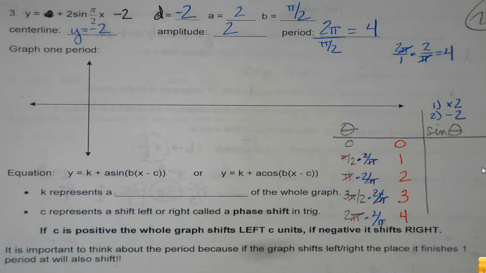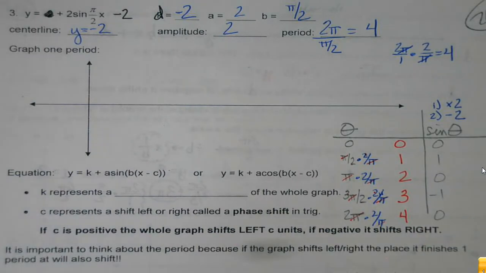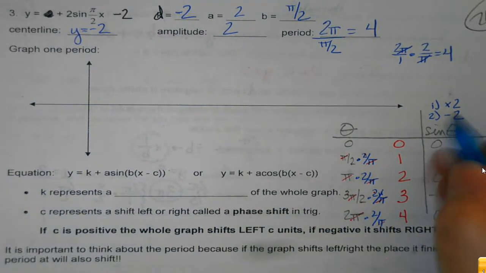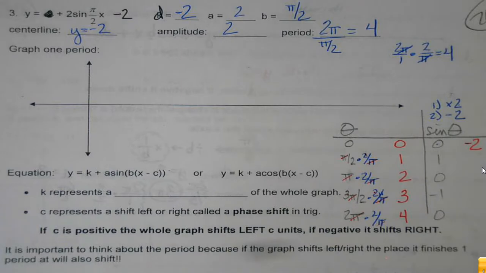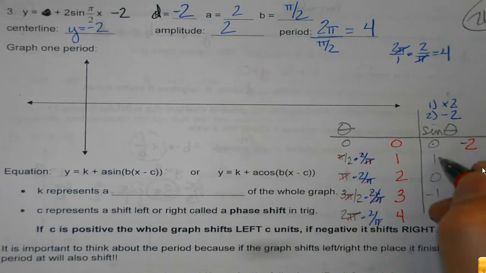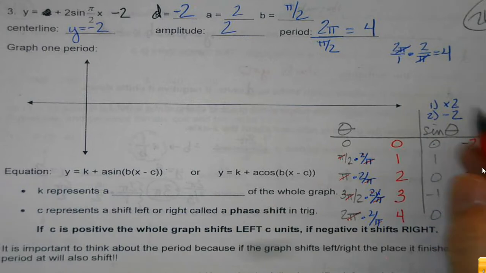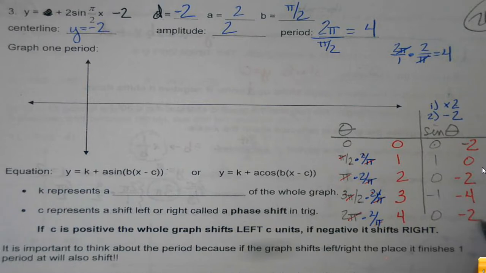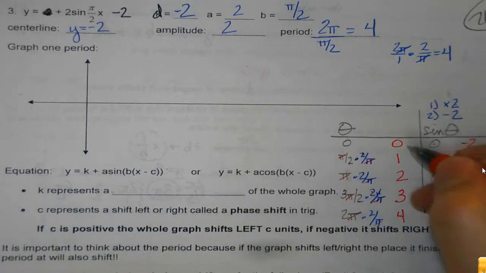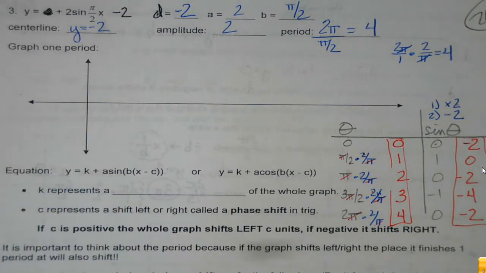So I'm like, all right, 0, 1, 0, negative 1, 0. So 0 times 2 is 0, minus 2 is negative 2. 1 times 2 is 2, minus 2 is 0. Okay, the 0 value will be the same. Negative 1 times 2 is negative 2, minus 2 is negative 4. And I've got my values. So there's my angle. There's my values.